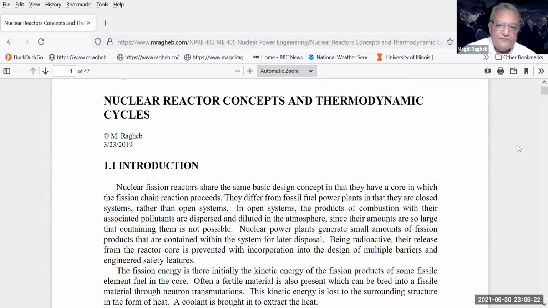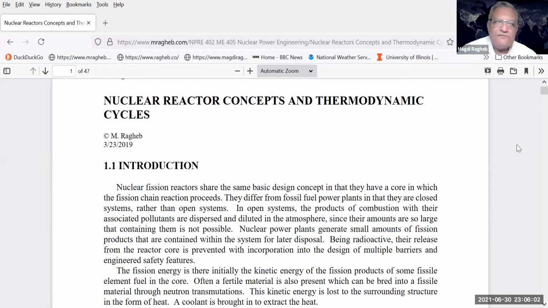Nuclear power plants differ from fossil fuel power plants like coal, oil, or natural gas, even gas turbine plants, in that they are closed systems. There is nothing that is released, unless you have an accident, in terms of the products of the fission process. That is in contrast to fossil fuel power plants, like coal power plants, which produce so many products of combustion that they cannot be contained. So how do we dispose of them? Basically, we dilute them into the atmosphere, as we know.